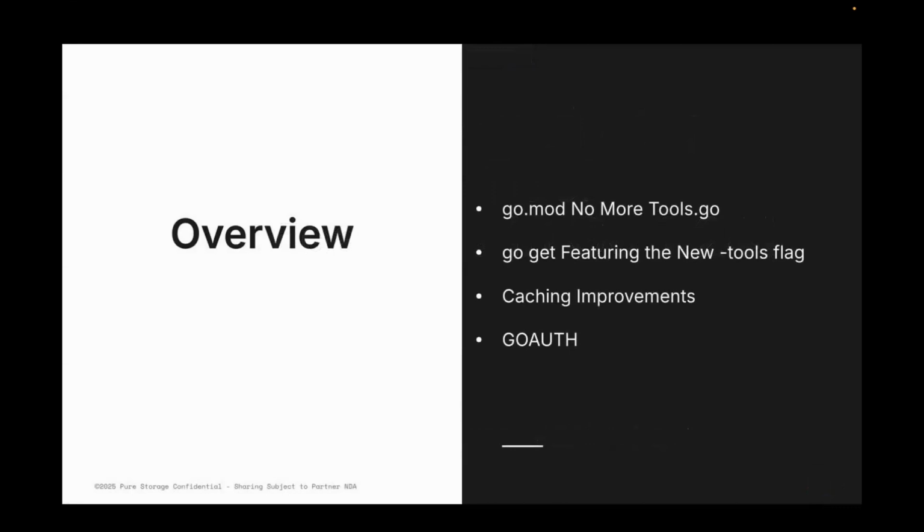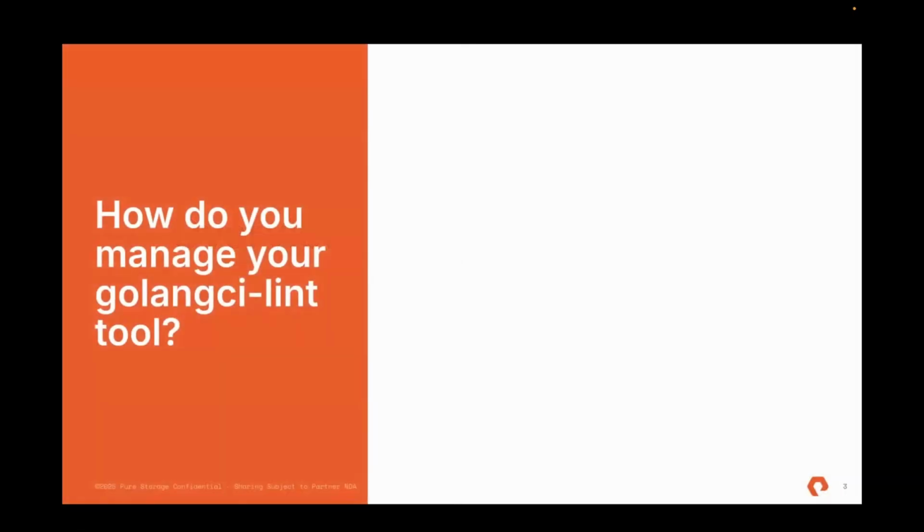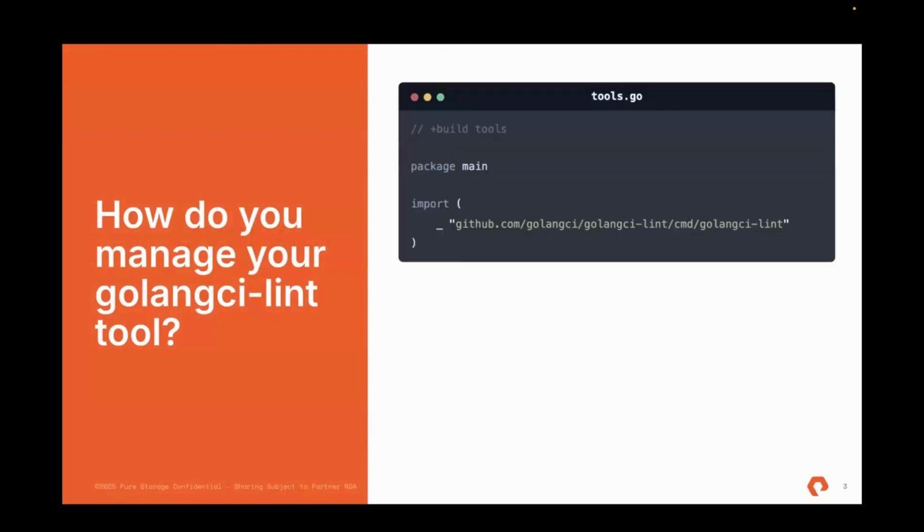A small overview of what we'll be looking at today is the new additions to go.mod, a new tools flag, some caching improvements, and a new environmental variable called GOAUTH. And I want to ask you all first, how do you manage your GoLint tool? You probably know exactly where I'm leading to: tools.go, right?